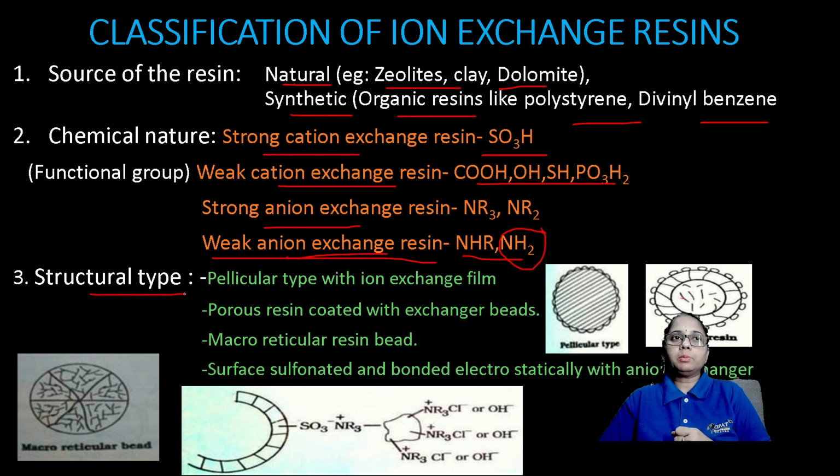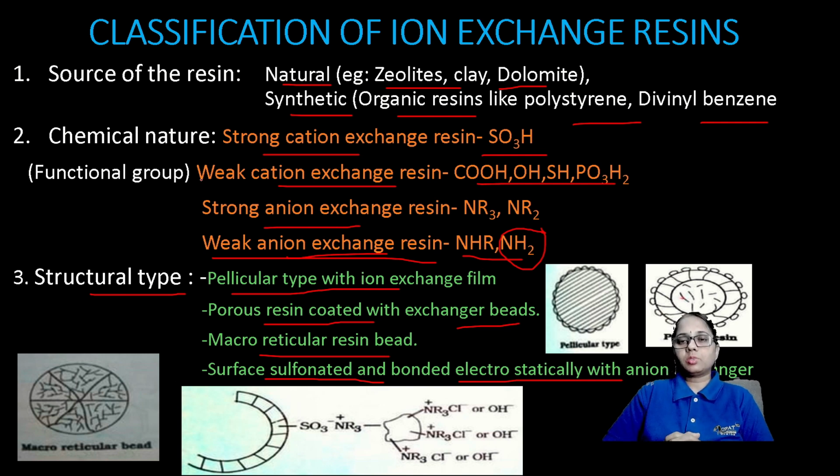And structural type of these exchange resins, means like pellicular type with ion exchange film, porous resin coated with exchange beads, and macro-reticular resin bead, as well as surface sulfonated and bonded electrostatically with anion exchanger. Okay, so these are the 4 types of the resins which are going to be classified according to the structure. So pellicular beads, exchange films will be there, and porous resin coated.